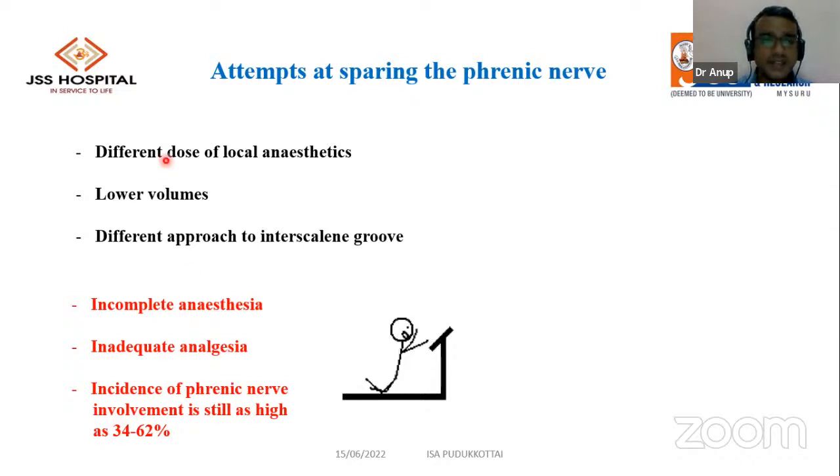So what are the different techniques they have tried? Some of them have tried injecting the drug in the supraclavicular region so that the axillary nerve and suprascapular nerve are blocked. But at any volume above 20 ml, even in the supraclavicular region, the phrenic nerve gets involved. This is one message that I want to give PGs, that involvement of the phrenic nerve is not only with the interscalene block, but even a higher volume supraclavicular block can still involve the phrenic nerve.